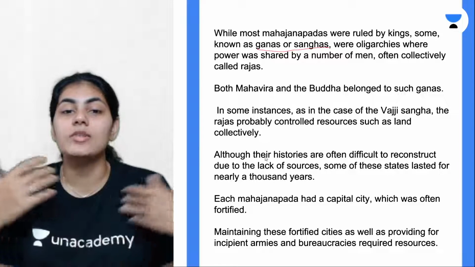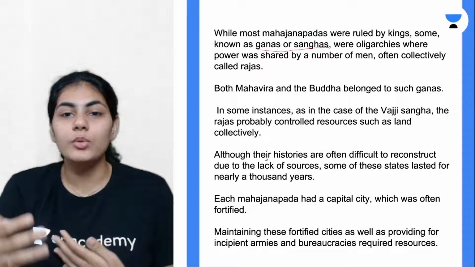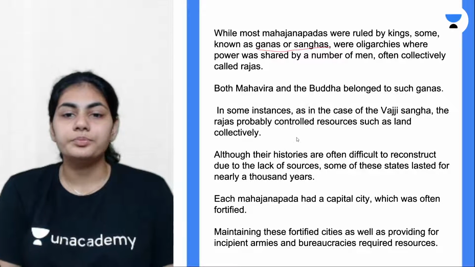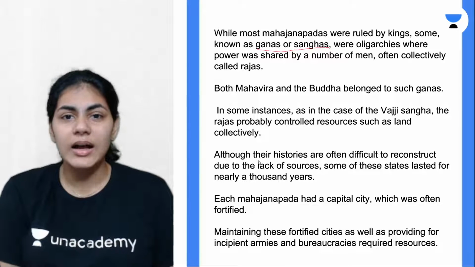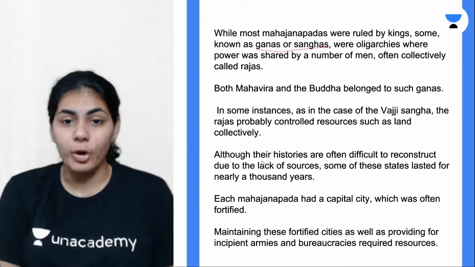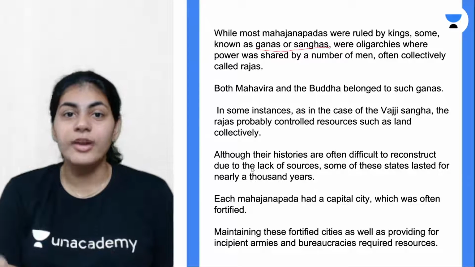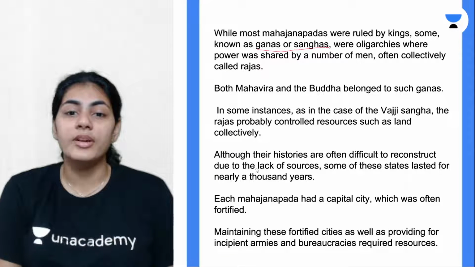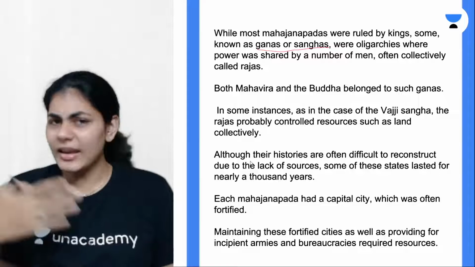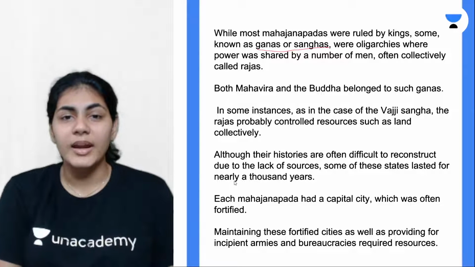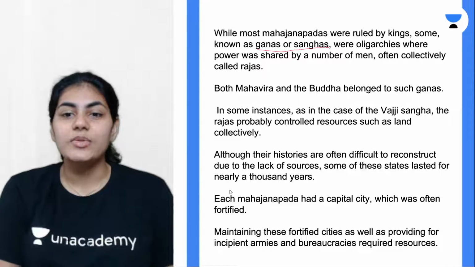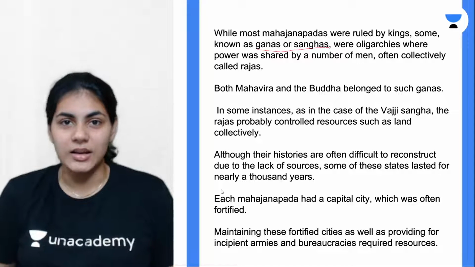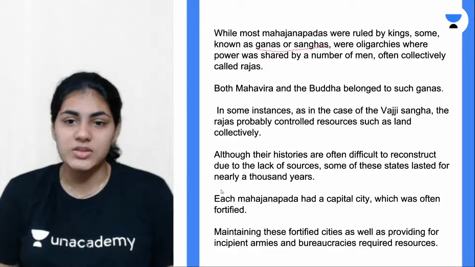That's what I mean. There's always collective power. Even this land was controlled collectively by the Rajas, right? So some of these sanghas and ganas, even though they're very popular, very effective and had good administrations, unfortunately we do not have written histories or any sort of sources available. There is a lack of sources, and that is why it is very difficult for us to reconstruct histories of these ganas and sanghas. Some of them did not have any sources.